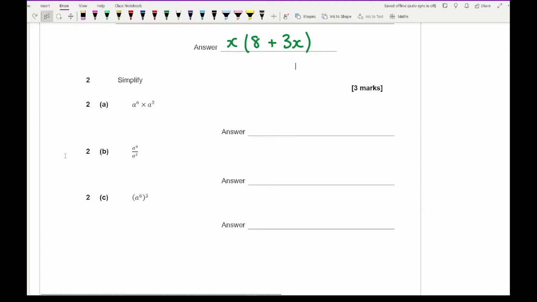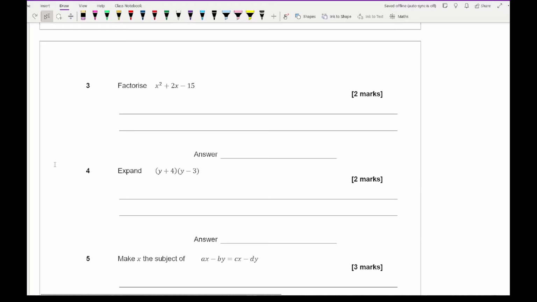And moving on to question 2, which looks at indices. So again, when we're multiplying, we add the powers, so that's going to be a to the power of 9. When we're dividing, we take away the powers, so it's 9 take away 3, which is 3. And when we've got brackets, we multiply, so that's going to be a to the power of 6 times 3, which is 18.